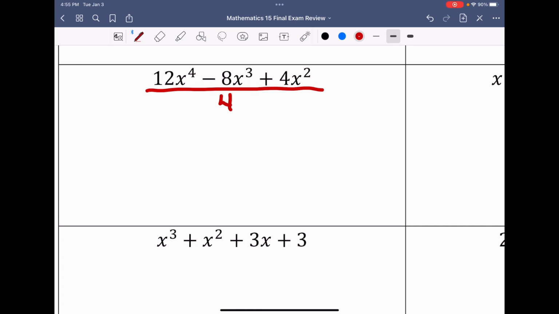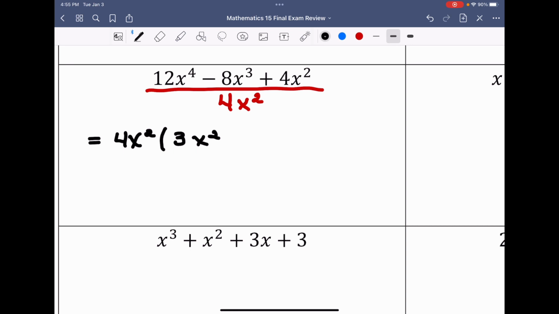And then what is the largest amount of x's that can be removed from all of these? It would be x squared, because they at least all share x squared. Okay, when I divide these all by 4x squared, and 4x squared becomes the GCF I put outside the brackets, well, 12x^4 divided by 4x squared is going to leave me with 3x squared, because 12 divided by 4 is 3, and x^4 divided by x^2 by quotient rule simplifies to x squared.